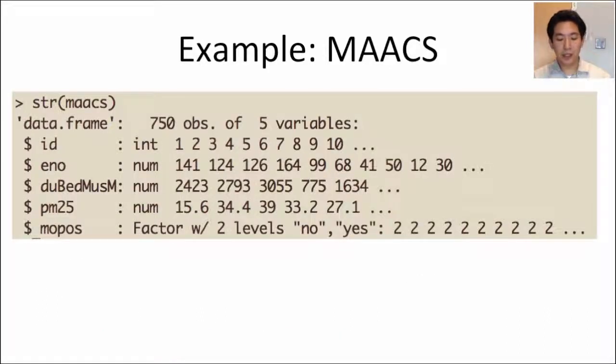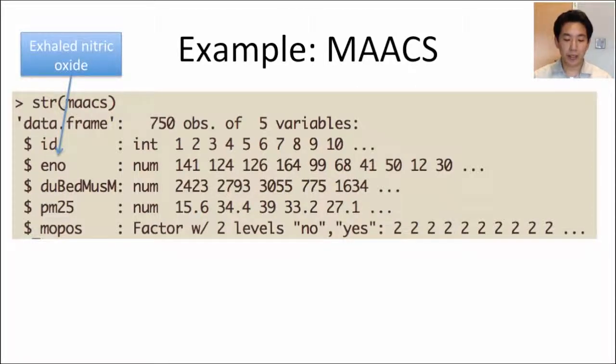So here's a little bit of the MAAS data. You can see that there are 750 observations, and I've just put 5 variables here for the sake of demonstration. One is the ID variable. The second one is the ENO, exhaled nitric oxide, a measurement that we take that roughly corresponds to a level of pulmonary inflammation. So a large value of ENO indicates some pulmonary inflammation.